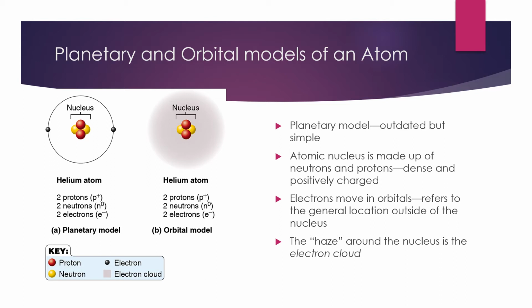The image here on the left is similar to the image you saw on the previous slide. It demonstrates a planetary model of an atom, which is considered outdated, but it's simple and it's a good way to learn and understand. So you can see the atomic nucleus is made up of neutrons and protons. It is dense, it's positively charged, and then the electrons move in an orbit around that, in the general location of the outside of the nucleus. You can see here in the same image, the right atom has a haze, an electron haze, considered the electron cloud.